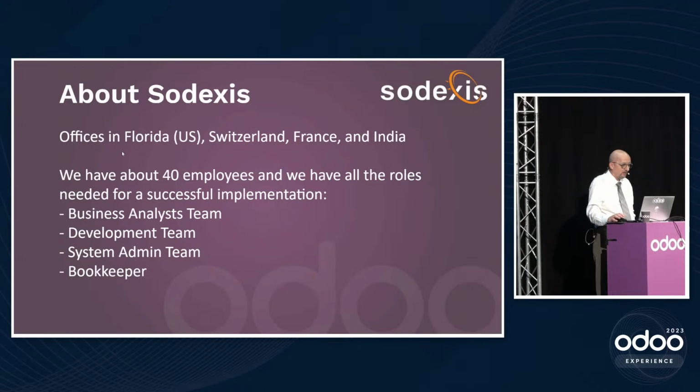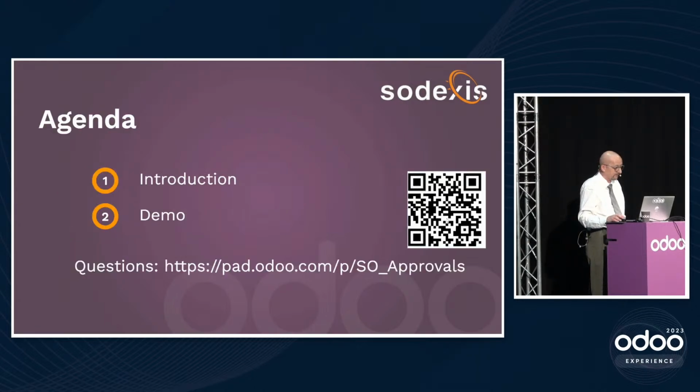We have offices in Florida in the US, in Switzerland, France, and India, and at this point we have about 40 employees, and we have really all the roles that you need for a successful implementation. So we have business analysts, a development team, system admin teams, and we even have a bookkeeper if you need help with that.